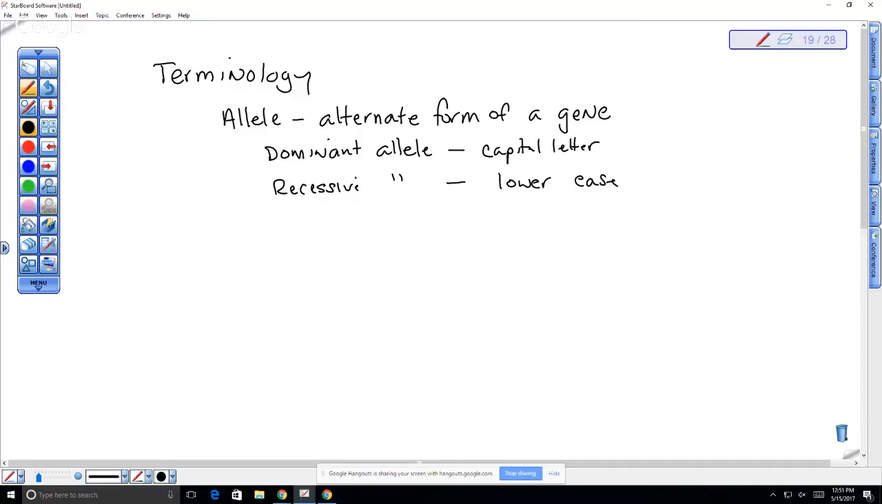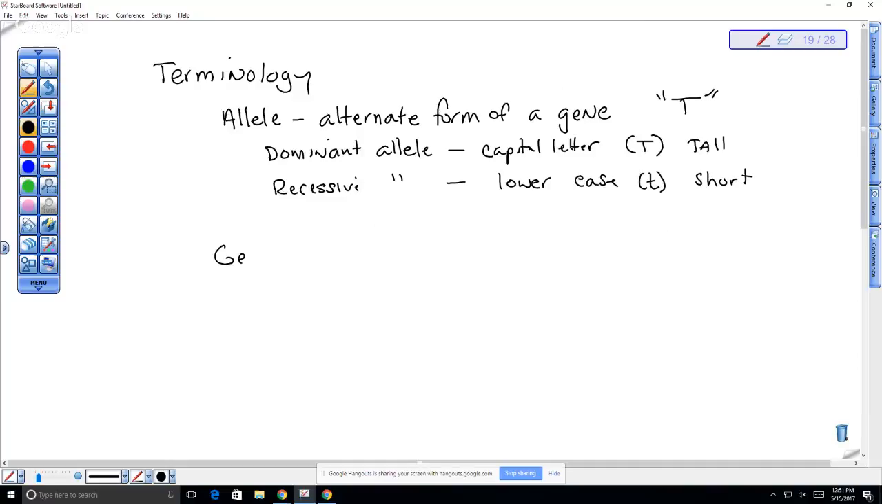So for example, we could have the gene T for height, right? This is my gene. The dominant appears to be big T, right? Because that codes for tall. And then we would use little t, which produces short. So there's one gene for height. One form of that gene produces tall plants. One form of that gene produces short plants. And so the big T and the little t are said to be alleles, dominant and recessive. I'll explain that in a minute.